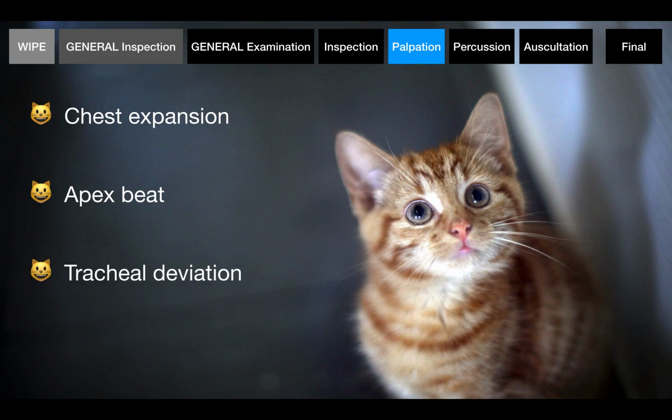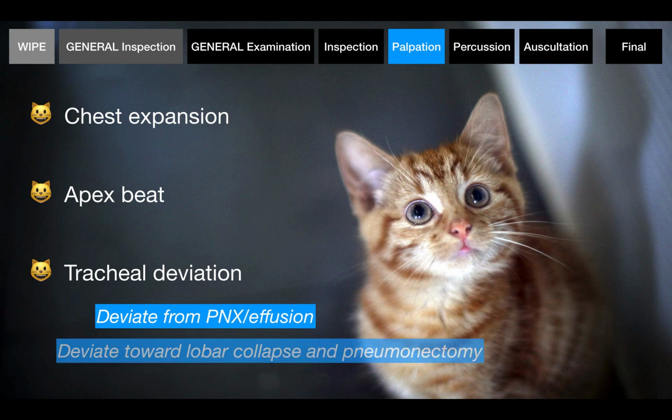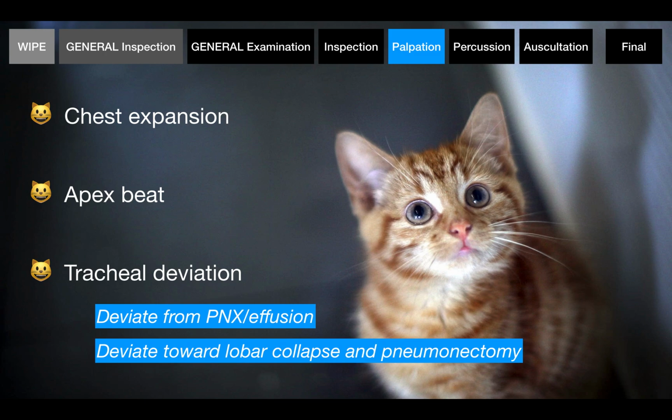And then tracheal deviation, so suprasternal notch, feel for the trachea, and then work your way up superiorly. It will deviate away from a pneumothorax or an effusion as air and fluid respectively push the trachea away from the side of the issue, but it will deviate towards holes. So a pneumonectomy or a lobar collapse. Holes that haven't been filled, it will deviate toward those. So that's worth saying.